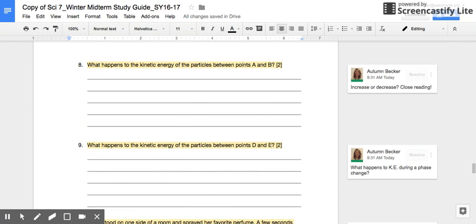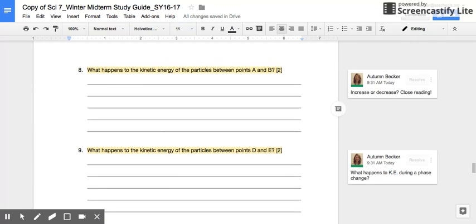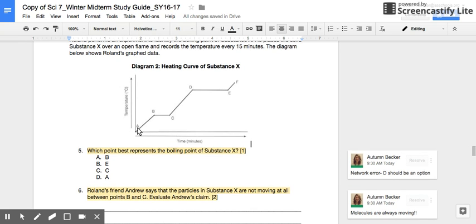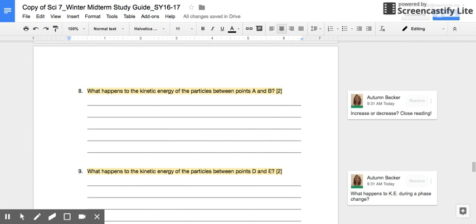Now, if we move down, we're on to question number 8. It says, what happens to the kinetic energy of the particles between points A and B? This is a close reading issue with this question. Many of you wanted to describe to me the kinetic energy between points A and B. No, it says what happens to kinetic energy. So I needed to hear that kinetic energy between points A and B is changing. And because temperature is a measure of kinetic energy, the kinetic energy is increasing between points A and B. I didn't need to hear that it's somewhat low because it's in the form of a solid, etc. It's asking what's happening to it, and you needed to respond appropriately.